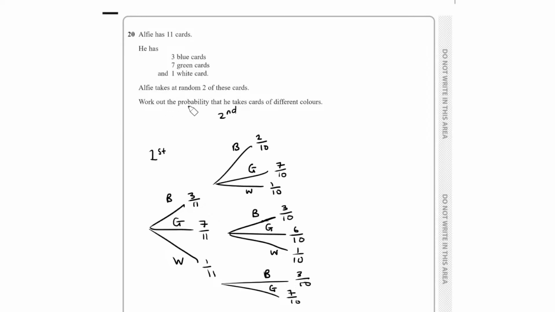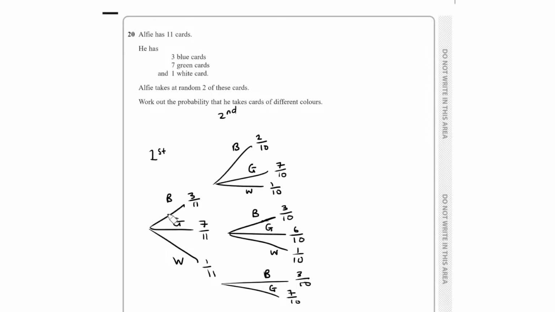They've asked us to work out the probability that he takes cards of different colours. So there's 2 ways to do this. You can highlight all the options where they're different cards, like the first one is different to the second. That's probably what I would do. Or, because that's most of the options, you could highlight all the options that don't satisfy that.